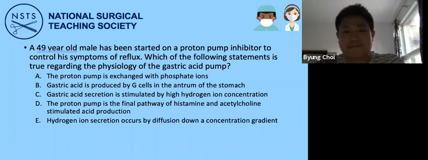A 49-year-old male has been started on a PPI to control his symptoms of reflux. Which of the following is true regarding the physiology of the gastric acid pump?